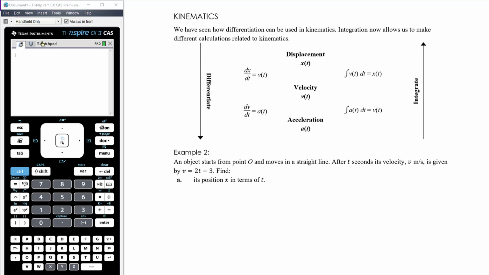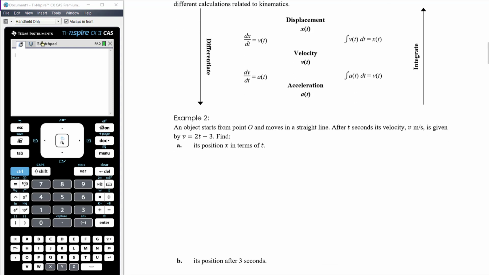Okay, more specific example of rates of change: kinematics. Again, we've already looked at this, so we've already seen how differentiation can be used to connect the quantities of displacement, velocity, and acceleration, and so therefore we can work our way back up that chain using integration or anti-differentiation. So an object starts from point O and moves in a straight line. After t seconds, its velocity, v metres per second, is given by v equals 2t minus 3. Find its position, x, in terms of t. So position is displacement, okay? So to get from velocity to displacement, we're going to need to anti-differentiate.